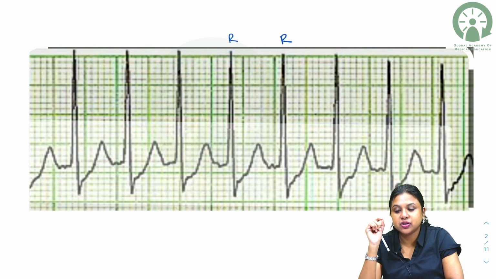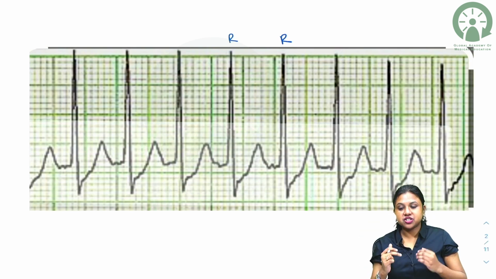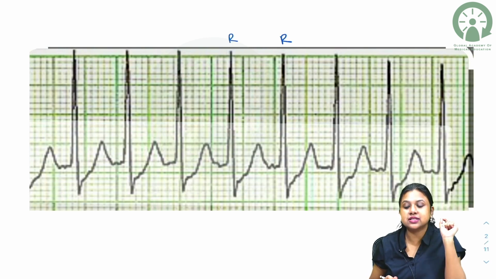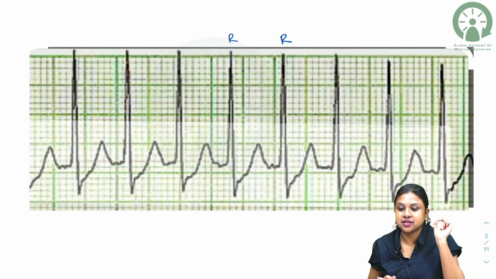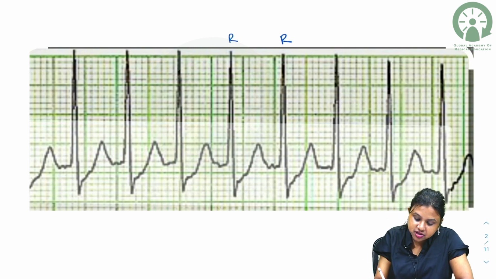So the most common cause of arrhythmia in children is nothing but supraventricular tachycardia. So here we can just see it's a narrow complex tachycardia, that is the QRS is narrow, less than 0.09, and it is a tachycardia with a regular rhythm with presence of P wave. So it is nothing but paroxysmal supraventricular tachycardia. So the diagnosis is PSVT.